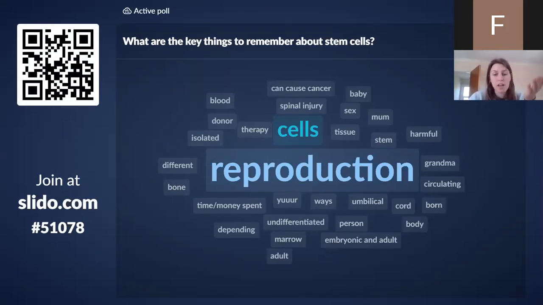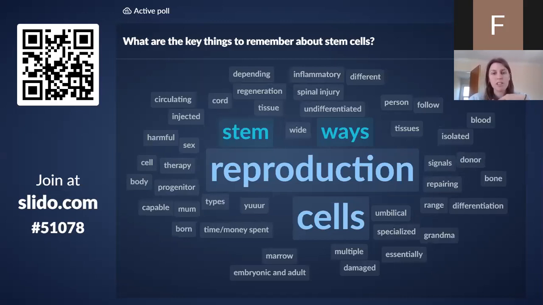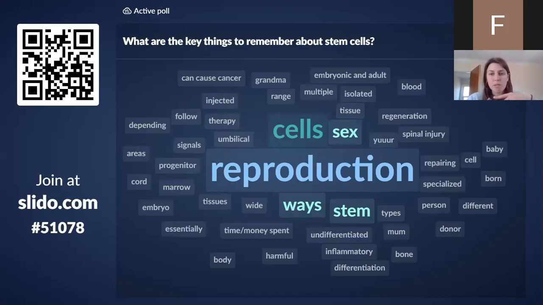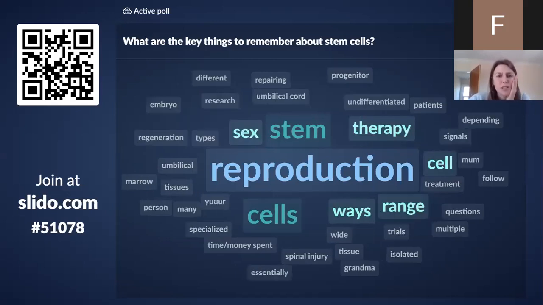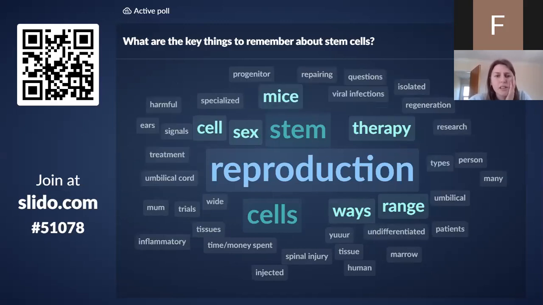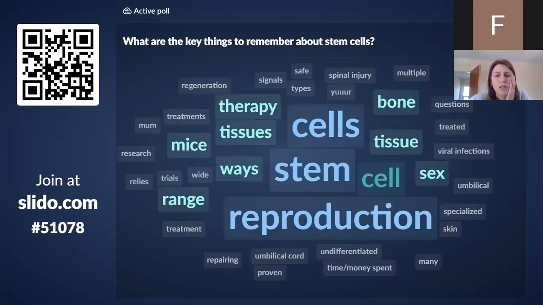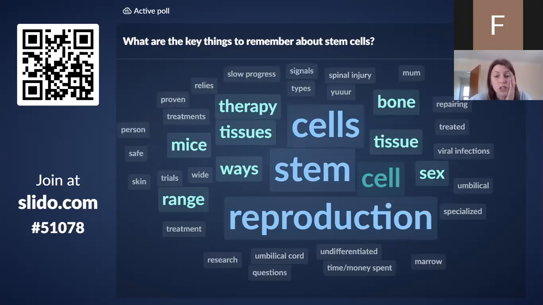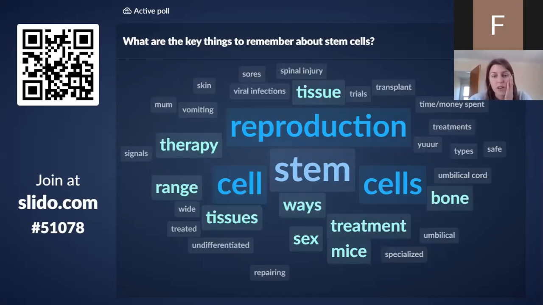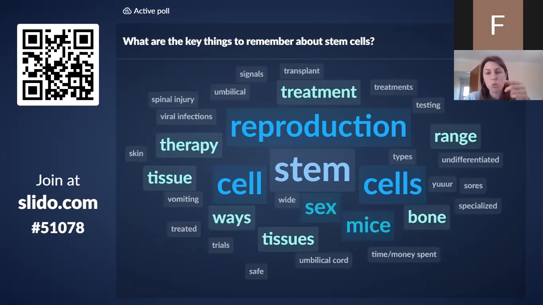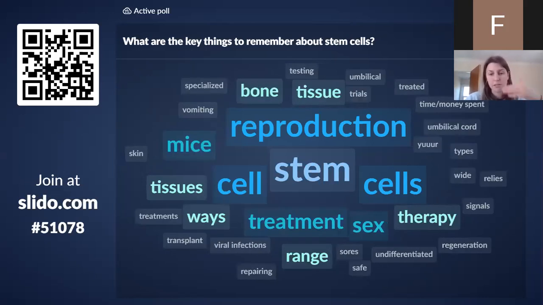Time and money spent on the research, that's really good. We have adult or embryonic, we've had that one. Spinal injuries. Regeneration. I wouldn't say that reproduction is a key thing to remember about stem cells, but someone really likes typing that in. Probably the same person that's been asking me repeatedly whether we can have a quiz. Mice, good. Range of tissues, bone, viral infections, brilliant. Repairing things, yes, that's a really good one. Treatments, testing, good. Need to remember that about stem cells, that they are always in a testing phase.